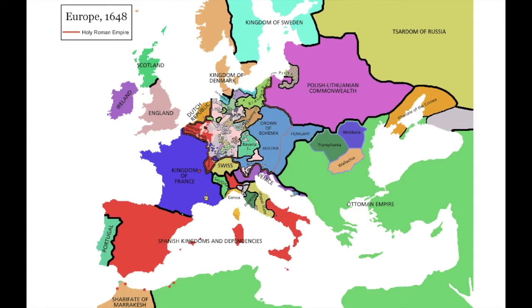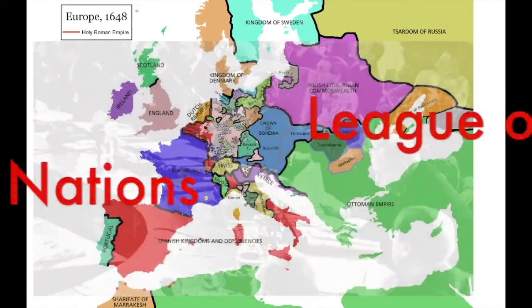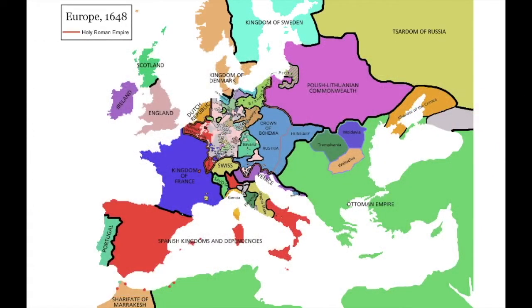The major powers of Europe had suffered greatly. Therefore, the League of Nations was created in an attempt to bring all the states and powers of the world together so that decisions could be made diplomatically. However, the system didn't work, which led to the outbreak of the Second World War.